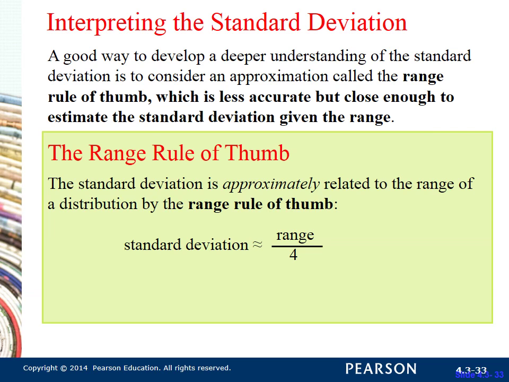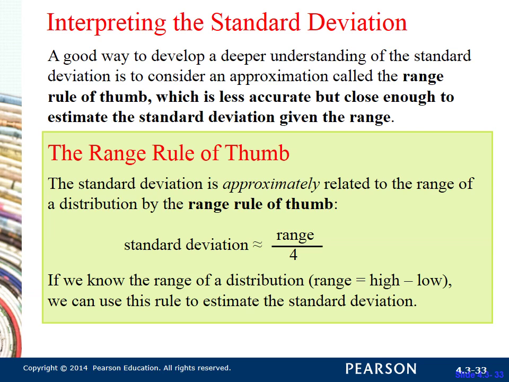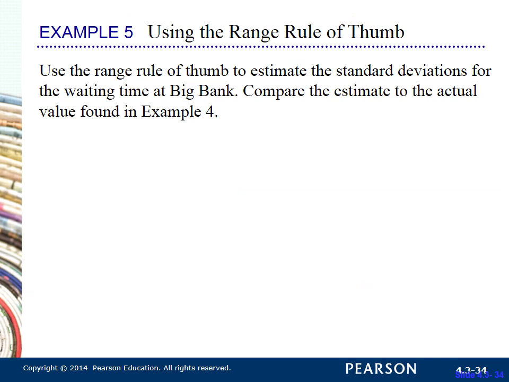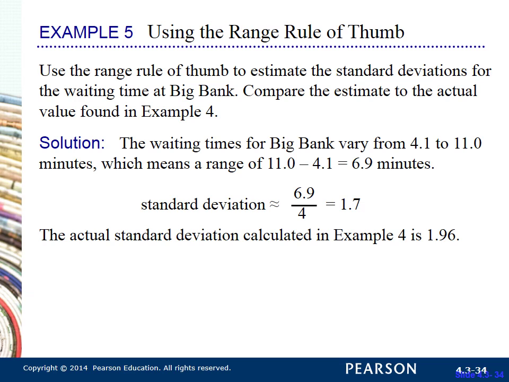But basically, if you took your data and divided the range of it by 4, you would get a number fairly close to the actual standard deviation, and it's much easier to think about. So the range, remember, was your high minus your low, or your max minus your min, and then divided by 4. Let's find the estimated standard deviation for the waiting time at the big bank, and compare it to the actual value we found in the example.